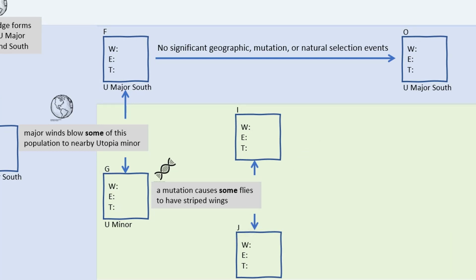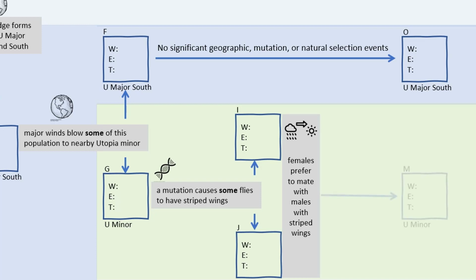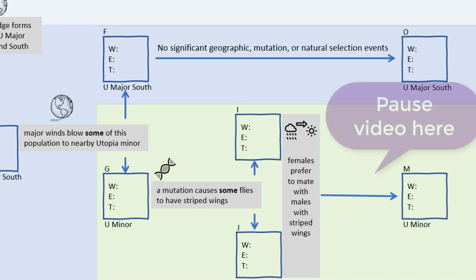The next event affects populations I and J. It turns out that females in both populations prefer to mate with males with striped wings. Over time, because of the reproductive success of striped males, the population becomes population M. Pause the video here and fill in the traits for the new population M.